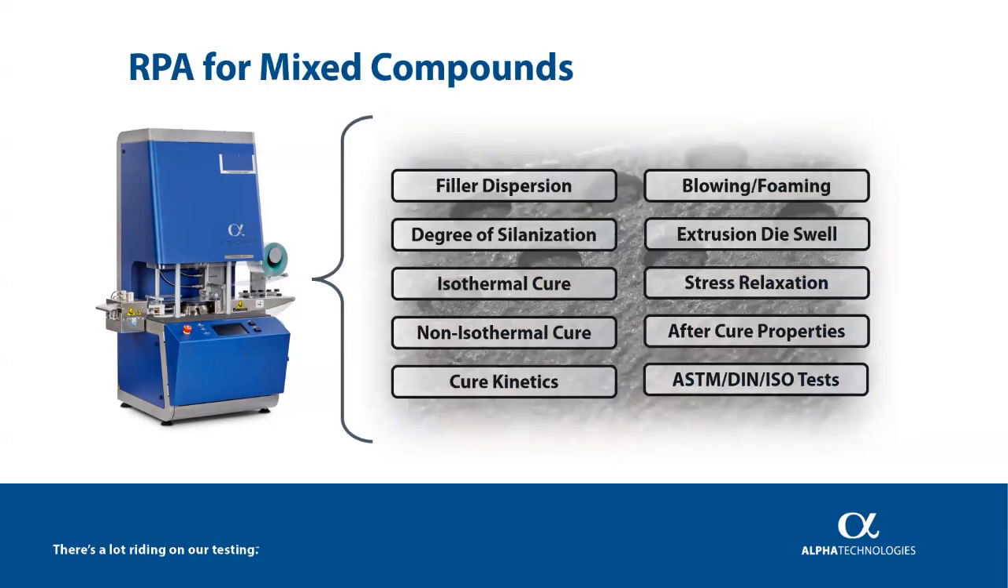All right, so when it comes to mixed compounds, the RPA can be used to evaluate filler dispersion and determine the degree of silicization. You can run MDR-like isothermal cure tests, as well as non-isothermal tests to simulate real-world temperature profiles and observe how the material responds. It can also be used to perform cure kinetics analysis, monitor blowing or foaming reactions, and check if the material tends to swell during extrusion.